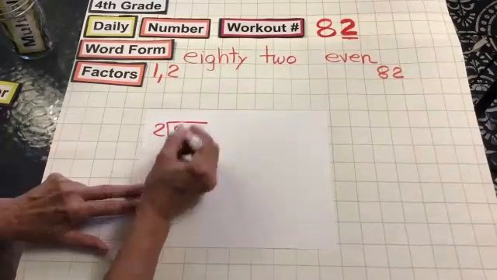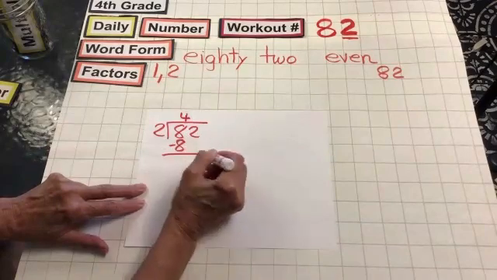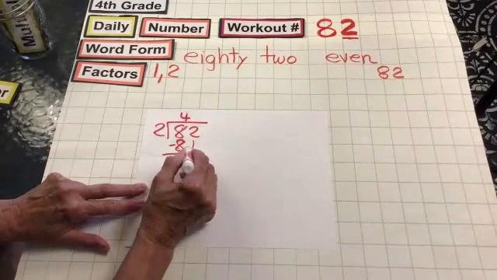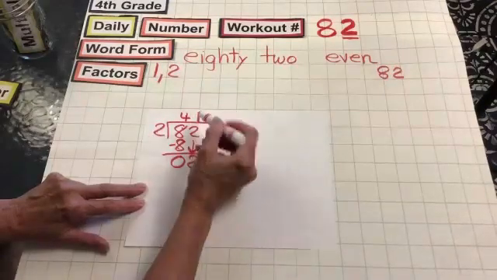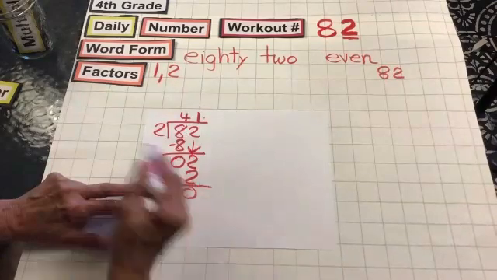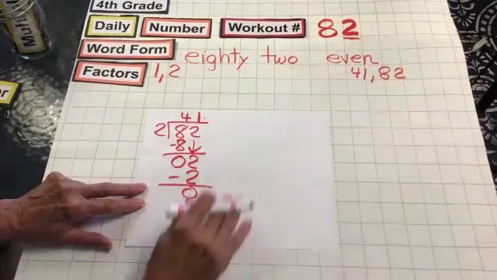So 2 goes into 8 4 times because 4 times 2 is 8. We subtract that out. 8 minus 8 is 0. So we're done with that column. Bring down the next number, which is 2. 2 goes into 2 one time because 1 times 2 is 2. Subtract that out and get 0. So we know 2 goes in 41 times.